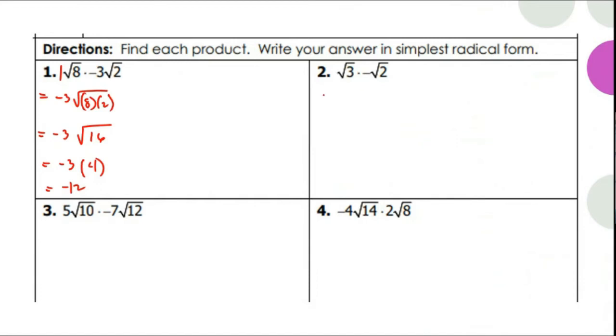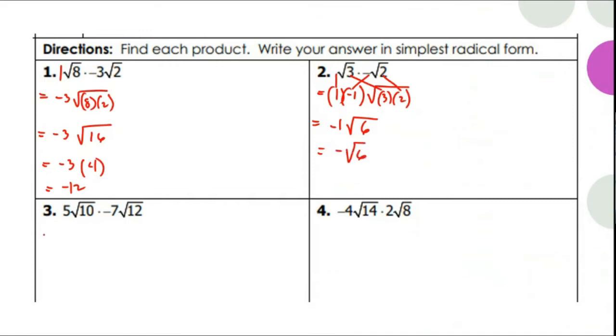With number 2, so there is a coefficient for square root of 3 which is 1, times the coefficient of negative square root of 2 is negative 1, times the square root of 3 times 2. Again, coefficient to coefficient, radicand to radicand. So we will have negative 1 square root of 3 times 2 is 6. So the answer now will be negative square root of 6.